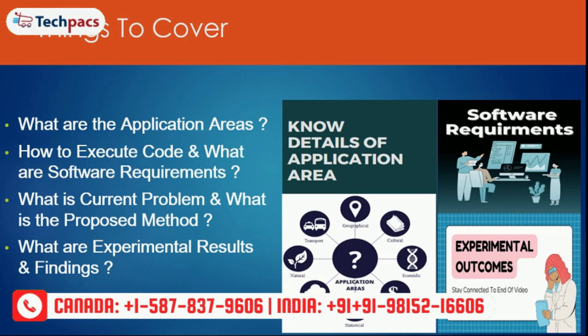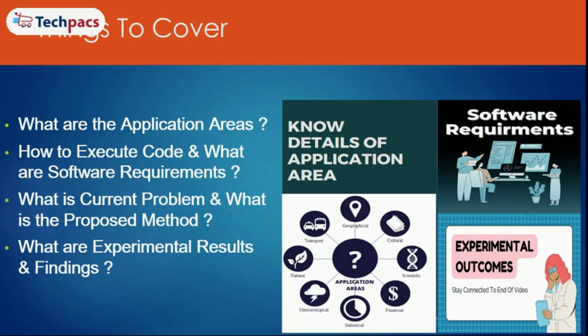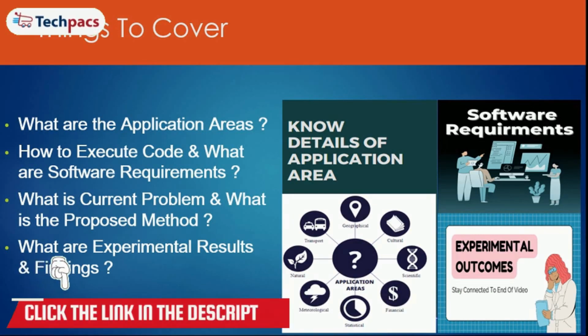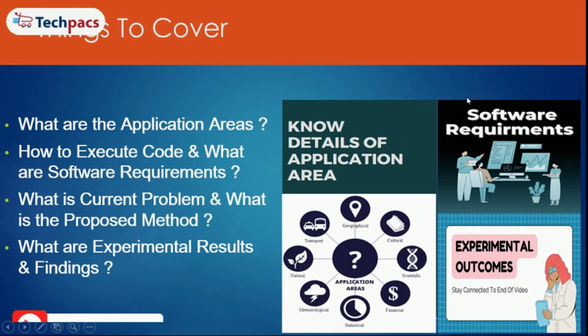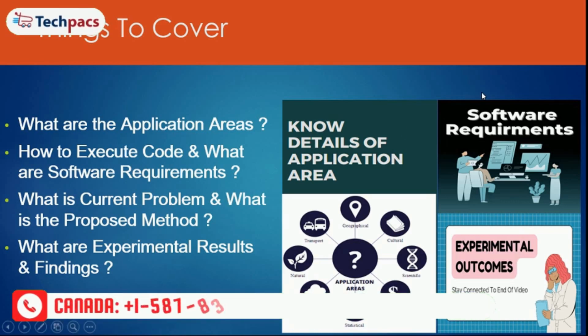Then we will talk about the code we have designed, how to execute that, and what the software and library requirements are to execute them. Then we will talk about the current systems that are working in the same domain and having problems, and then how the proposed system is overcoming those issues and what exactly we have done in the proposed system. Finally, experimental outcomes and findings will be discussed and shown. So let's move to the application area.